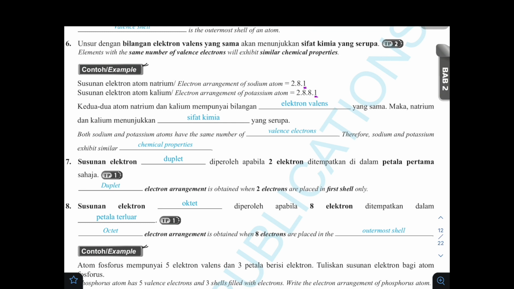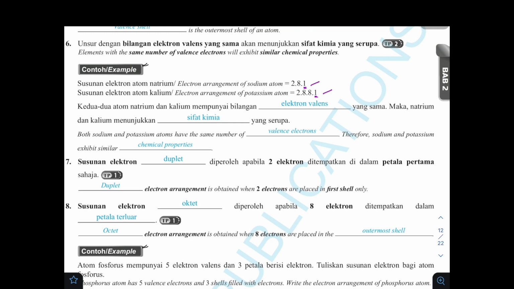Example, let's say I have an electron arrangement of sodium atom which is 2.8.1 and then electron arrangement of potassium atom which is 2.8.8.1. You see both of the atoms have the same valence electron which is 1 here. This is 1 valence electron, and then this is 1 valence electron. 1, 1. So sodium atom and potassium, both of them will have the same chemical properties. Why is that? Because both atoms have the same valence electron, which is 1. Right?